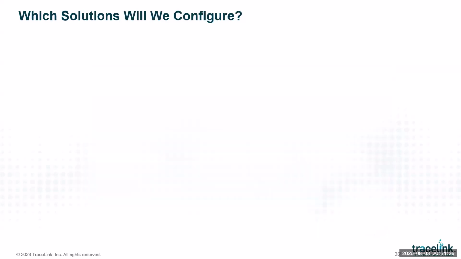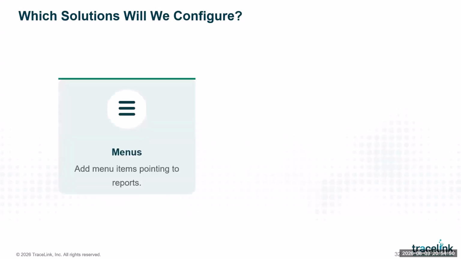Let's review what Myra needs to configure and why. Myra has already found the marketplace report and saved it for use, but Emily still needs a way to access it in Mint. To make that happen, Myra will configure two key items. First, she'll configure a menu item. This gives Emily a place in the customized Mint solution menu where she can access the report.